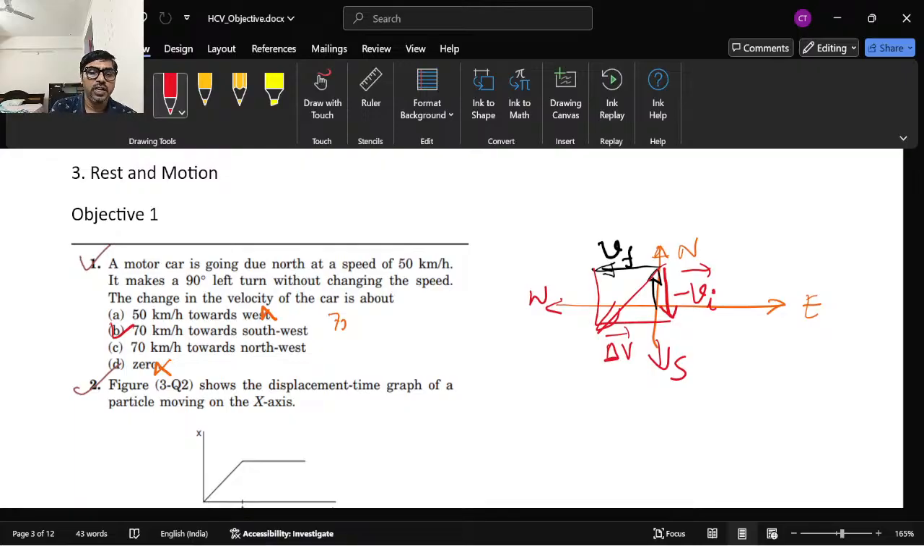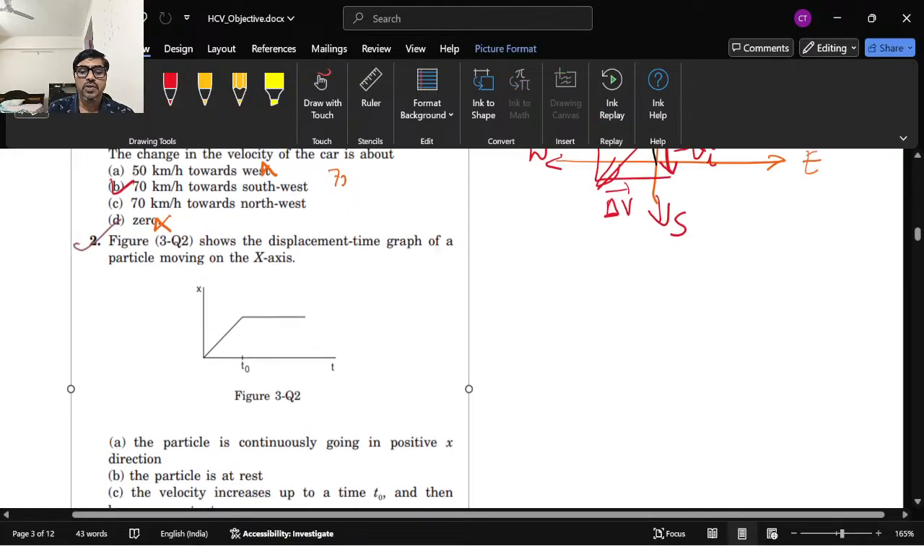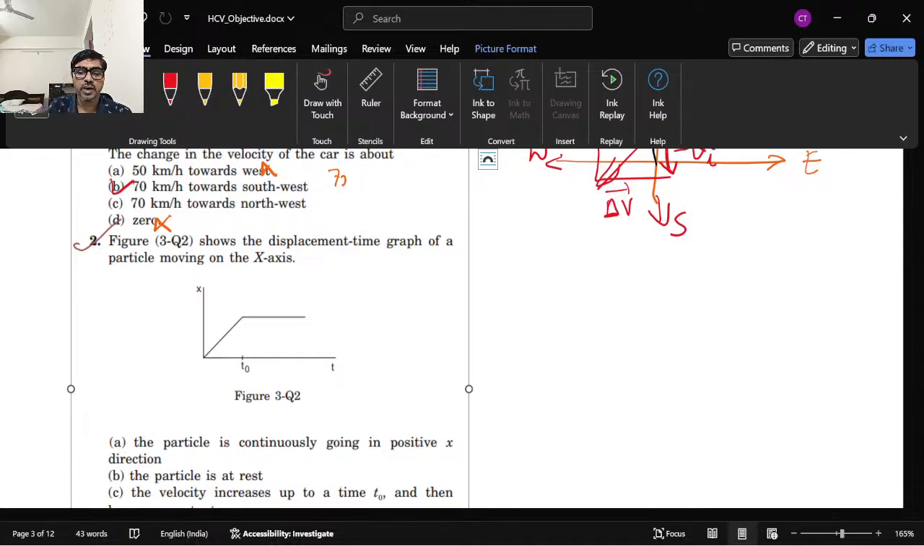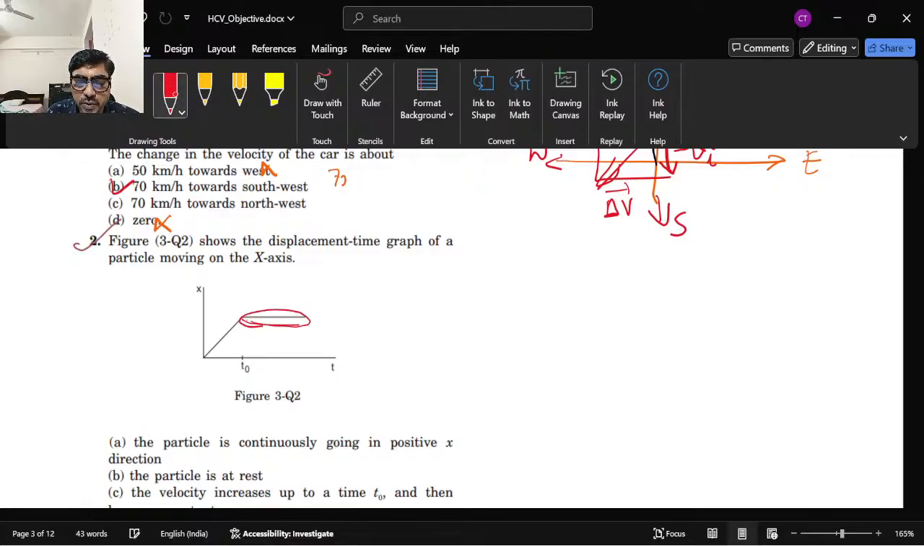Now let's go to the next question. Figure Q2 shows the displacement time graph of a particle moving along the x-axis. Displacement as a function of time, they had given it. So now you consider this particular part of the graph. In this particular part, displacement is not changing, meaning this part basically corresponds to rest. So beyond T0 it is not moving.